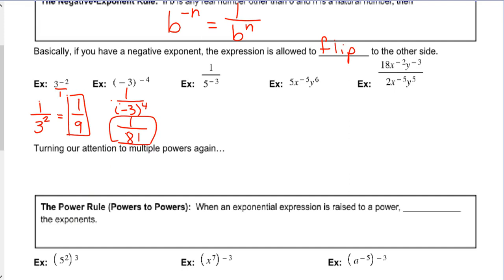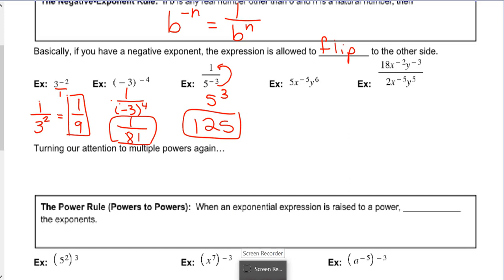Now the third example has the negative exponent in the denominator. So that's what I refer to as flipping to the other side. That means I'm going to move this to the top and I'm going to make it positive. So when I move it to the top, now it becomes 5 to the 3rd power. Don't forget to make it positive. And I get an answer of 125 when I multiply 5 times 5 times 5.